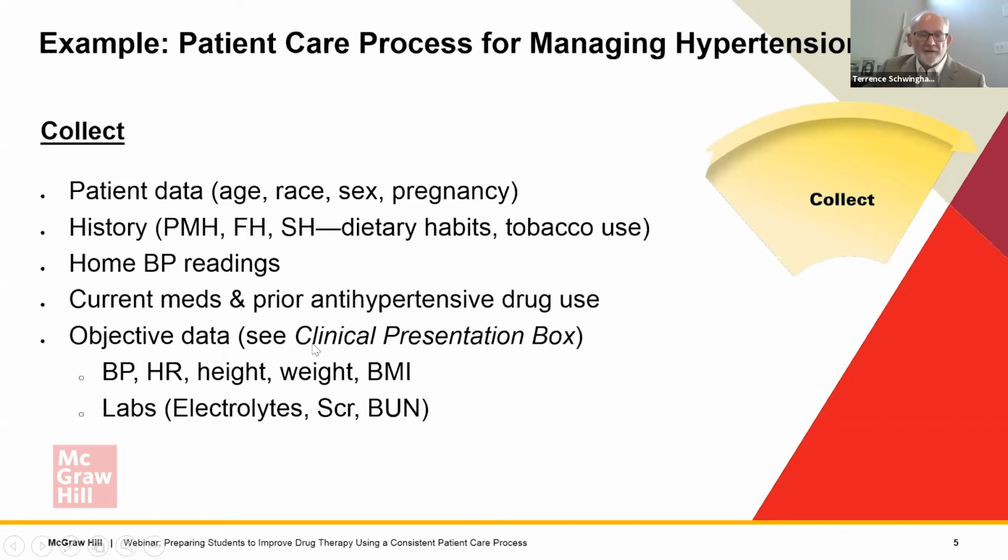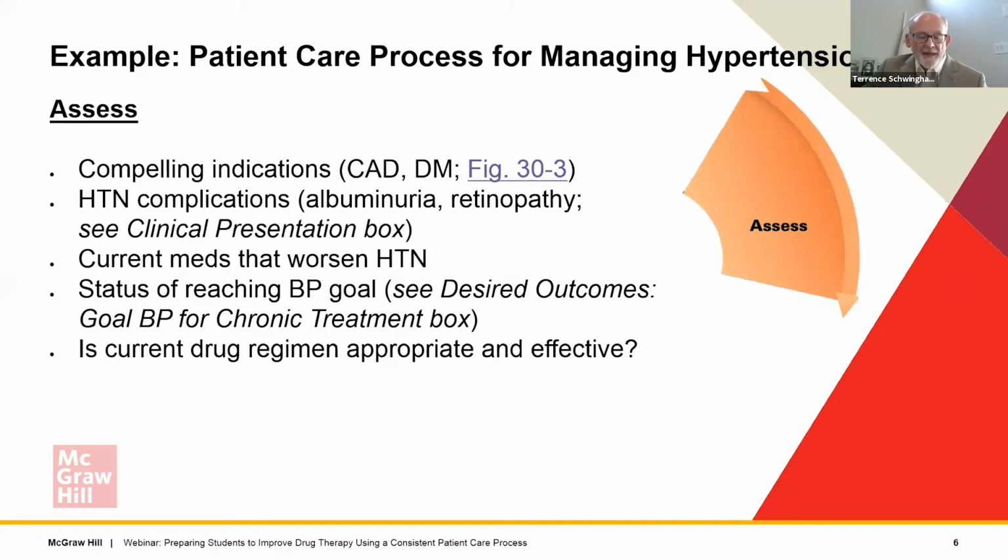In the assessment step then, for hypertension, you might look at the information and say, does this patient have any compelling indications that would bode for a specific type of drug? Do they have coronary artery disease? So maybe a beta blocker would be useful. Do they have diabetes? So maybe they should be on an ACE inhibitor. And this refers the reader back to a figure that has an algorithm for treatment of compelling indications.